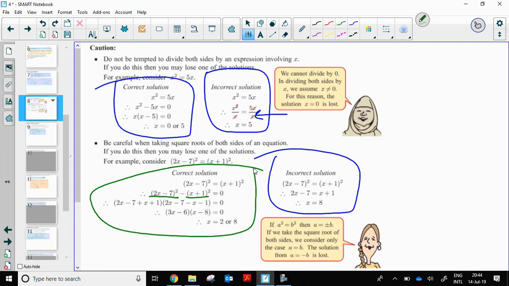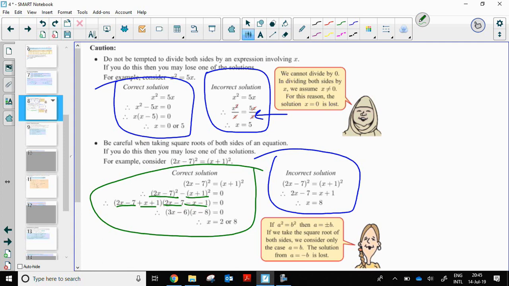That's why in the next step we have 2x minus 7 plus x plus 1, and then 2x minus 7 minus quantity x plus 1. And then you simplify both of those, and then you get 2 factors, and then clearly we have x equals 2 or x equals 8.